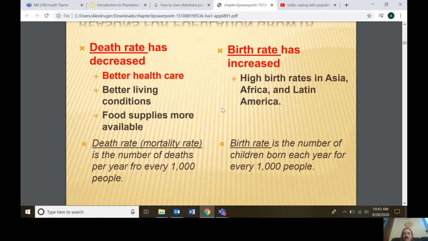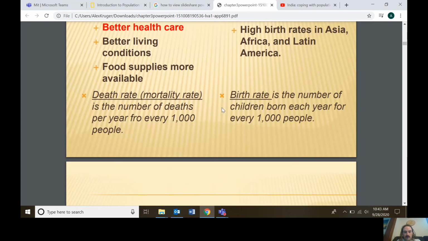High birth rates in Africa and Latin America. So that's Latin America being South America. Many of you have Latin American ancestry.